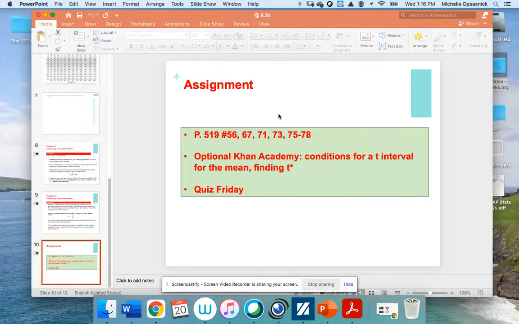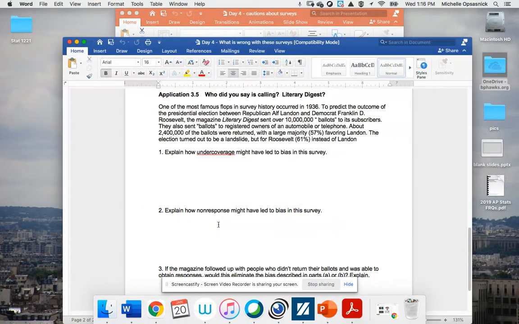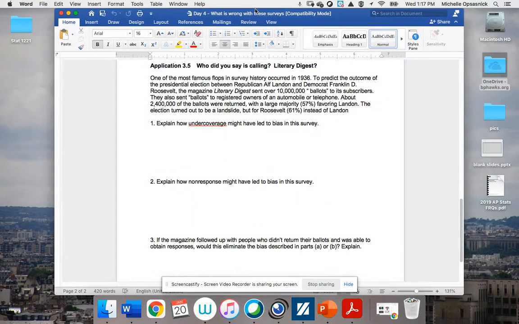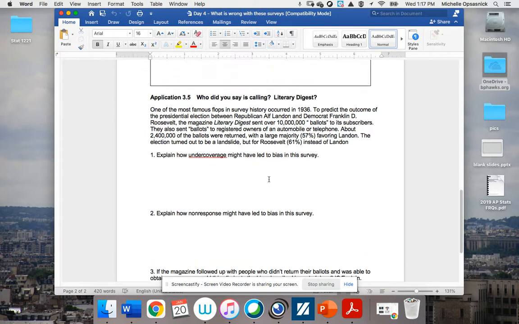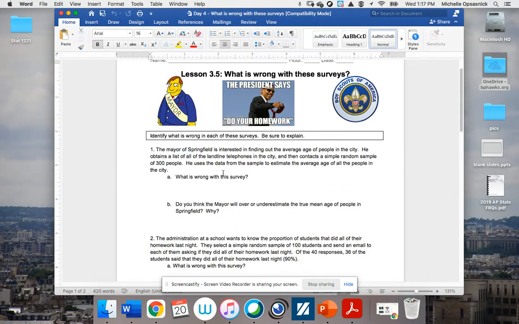So that is it for the notes. But what you're going to do now is go to the worksheet that is the "What is wrong with these surveys." You'll see that they describe a scenario, and then you're just going to make note of something that's wrong with that. And then in some cases, you're going to be asked about an over or an underestimate. So do you think that the estimate from the survey is too high or too low, and why?